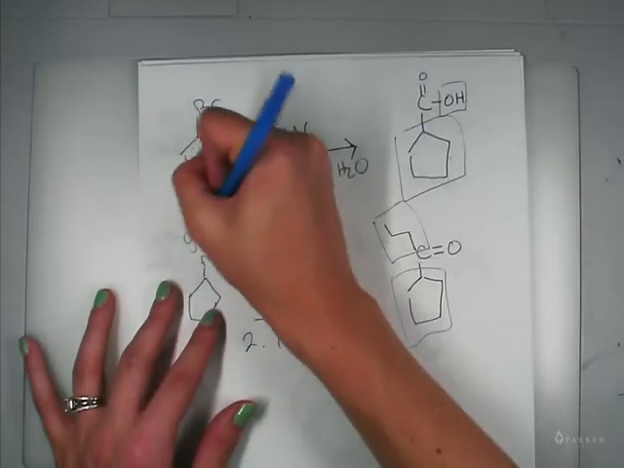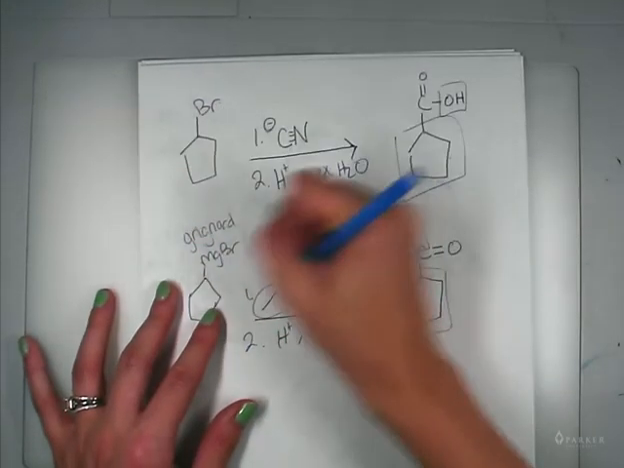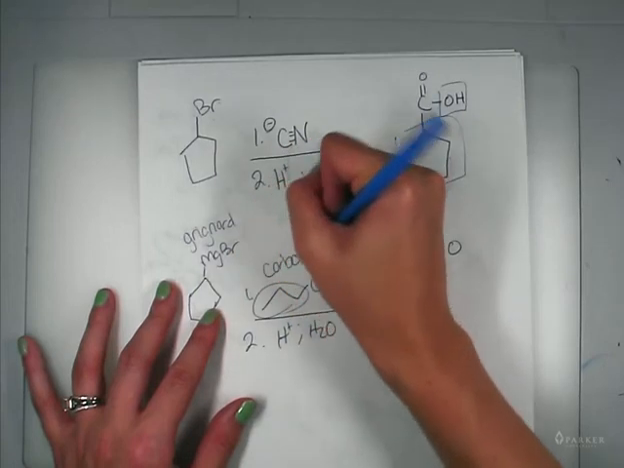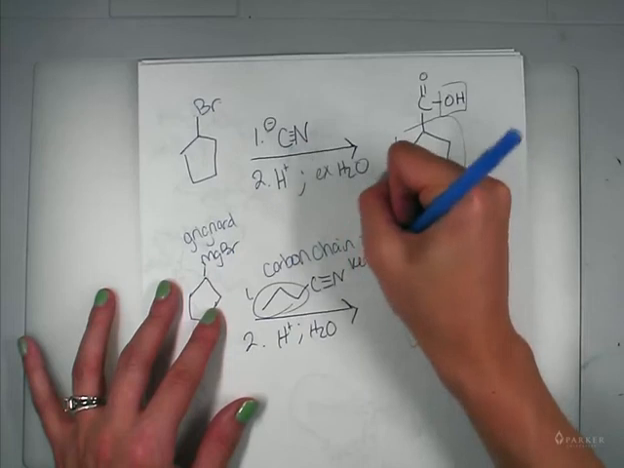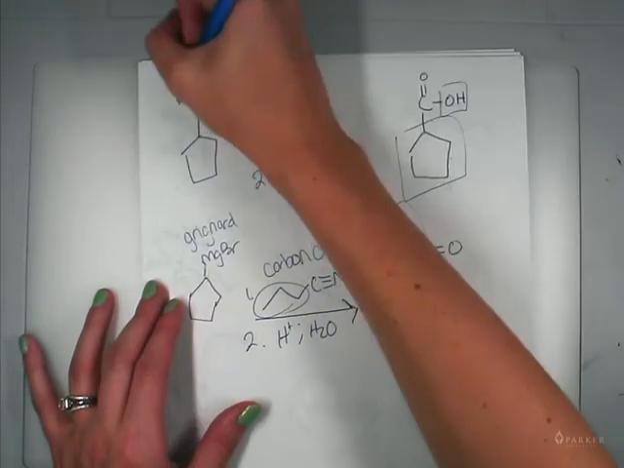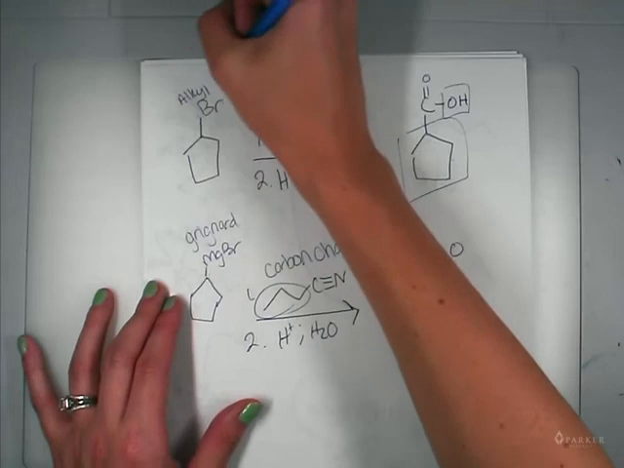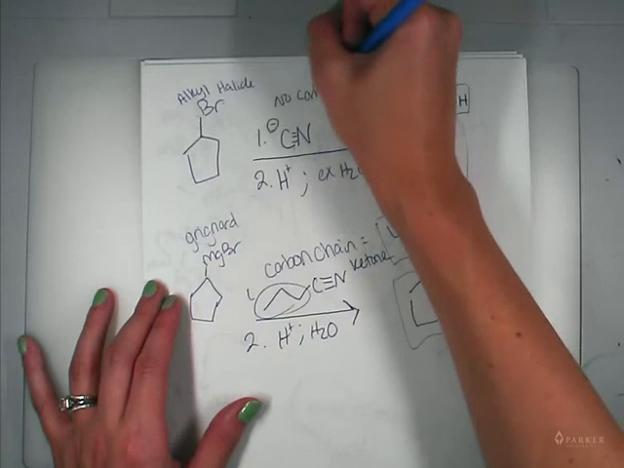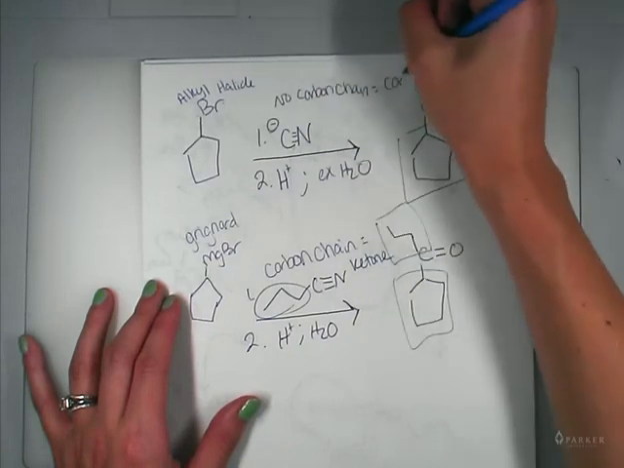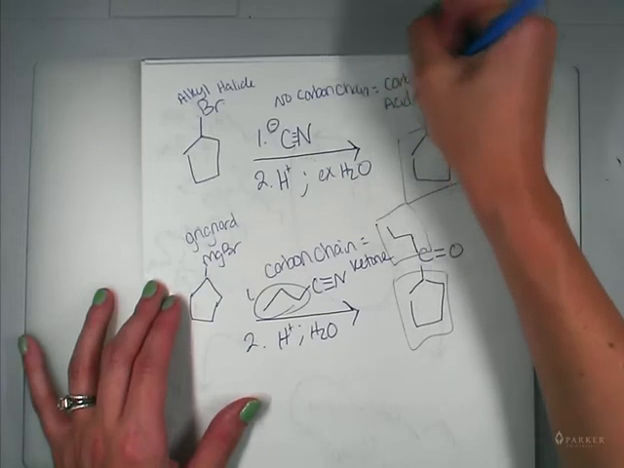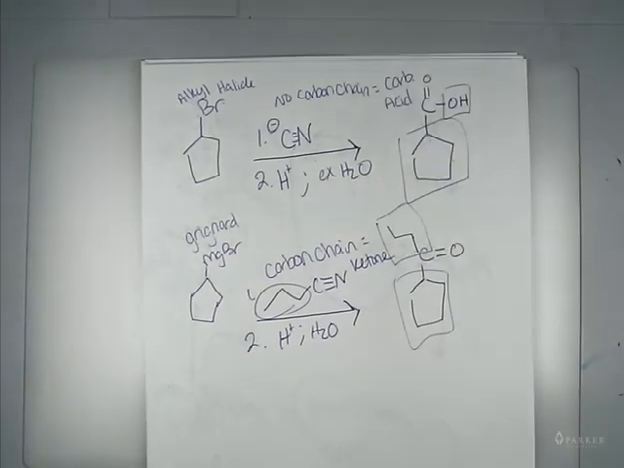So Grignard and then carbon chain equal ketone, and then alkyl halide, no carbon chain, equals carboxylic acid. Okay, so just so you know the difference between those, because they are very, very similar, and I don't want you to get those mixed up.